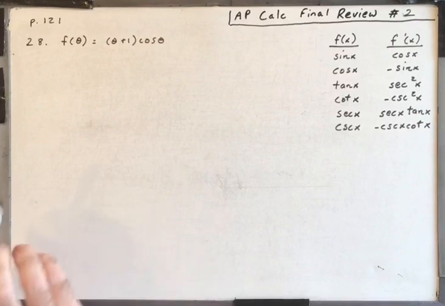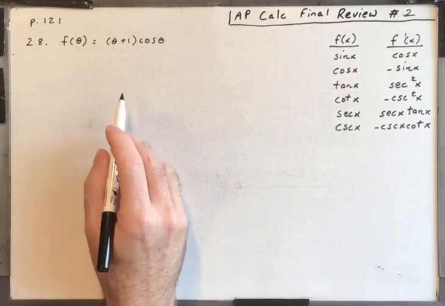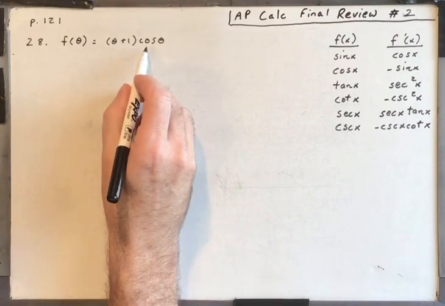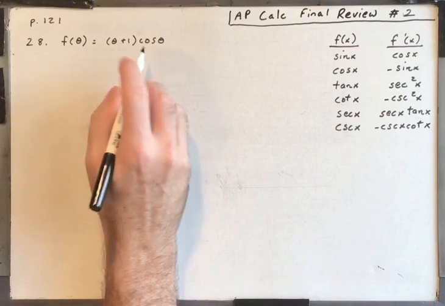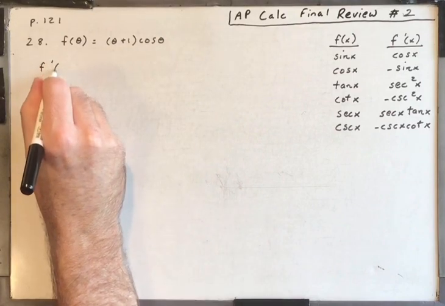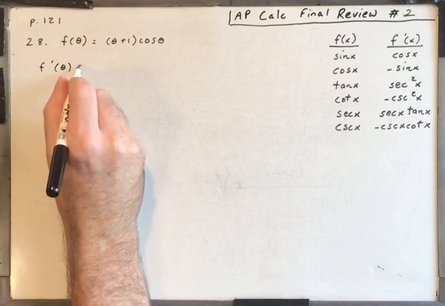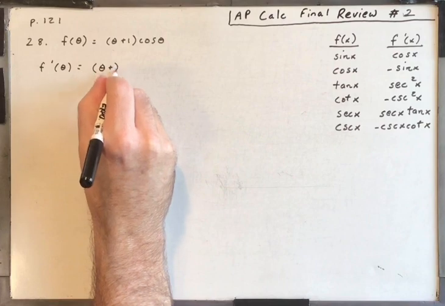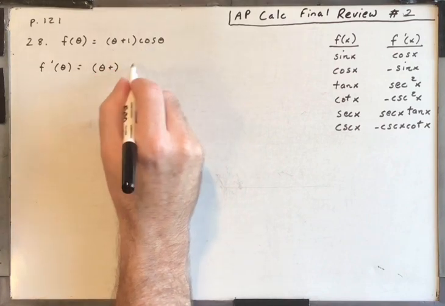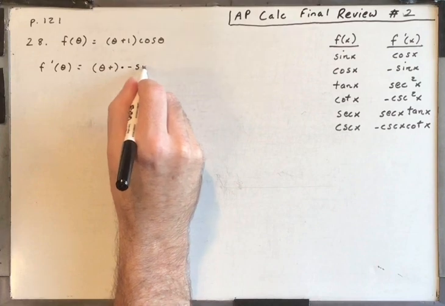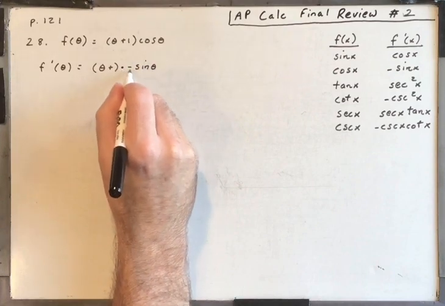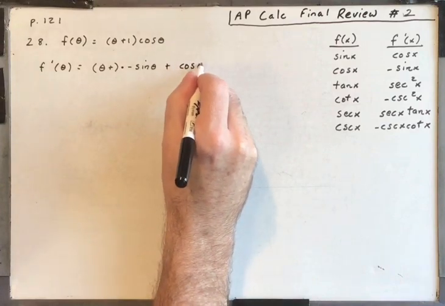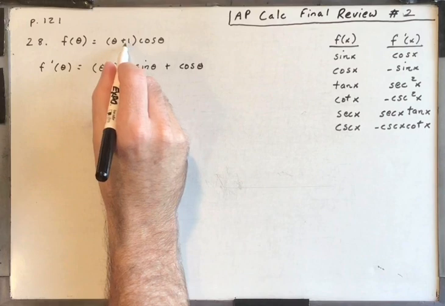So it says, and we're supposed to take the derivatives. All we're going to be doing is taking the derivatives this video. So f of theta is theta plus 1 times cosine theta. This is product rule. You got two things to multiply out here. So f prime of theta: the first, theta plus 1, times the derivative of cosine theta. So that's times negative sine theta. I put a little times there so I don't accidentally subtract it when I put it all together. Plus the second, cosine theta, times the derivative of theta plus 1, which is just 1.